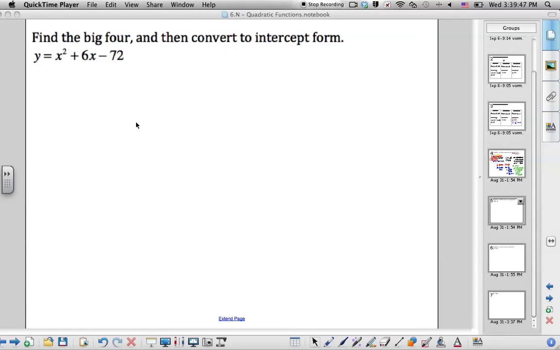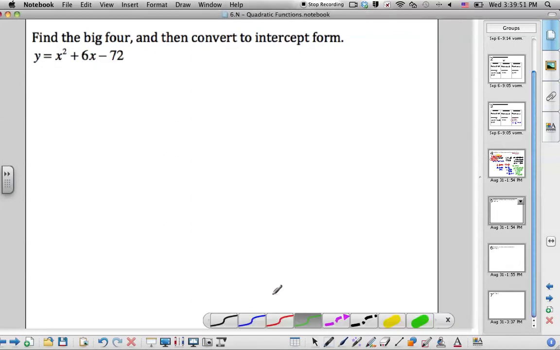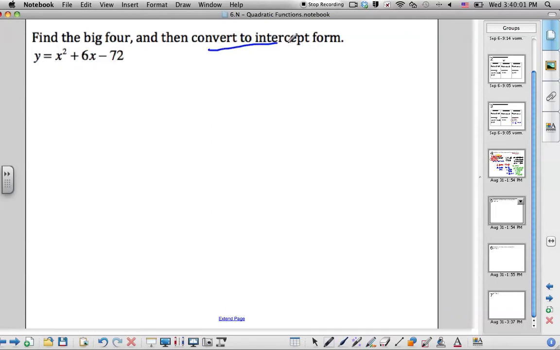Part 2 of Quadratics. We're just going to be finding some more of the big four in different forms. So this one right here says, find the big four, then convert to intercept form. All right, Mrs. Barbie, what do you want to do first? Let's just go ahead and get this part over with so we don't have to think about it. Then we have both forms, actually, which might make it easier to pick all of the big four.